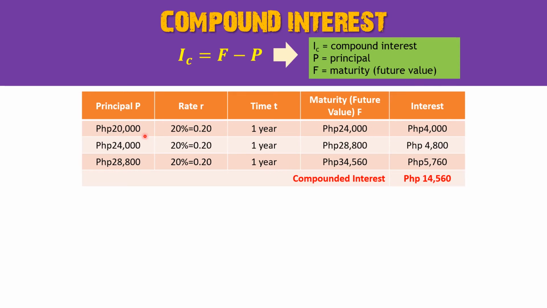Tatlo yan. In 3 years, ito. First row, unang taon. Second row, second year. Third row, the third year. When you add that, the 3, that is now the compounded interest.